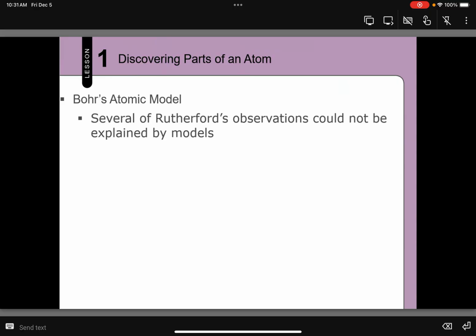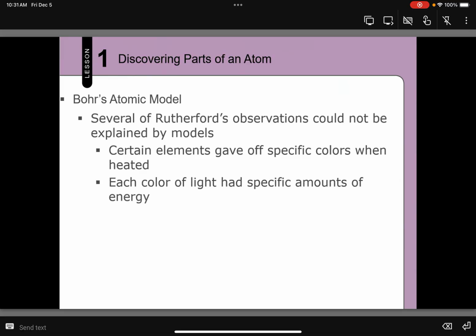All right. Another scientist named Niels Bohr came up with some ideas about the atomic model as well, because several of Rutherford's observations could not be explained by the models that were present at the time. So he was studying that certain elements gave off specific colors of light when they were heated. And each color of light had specific amounts of energy.